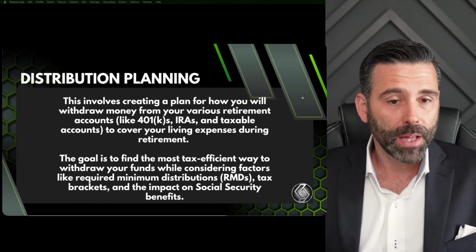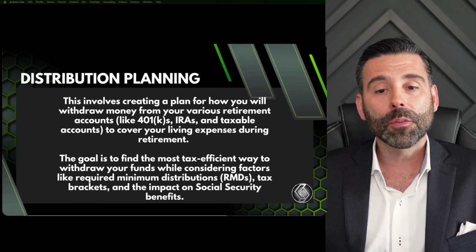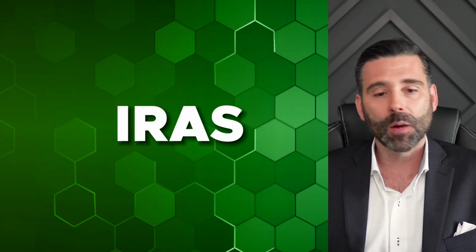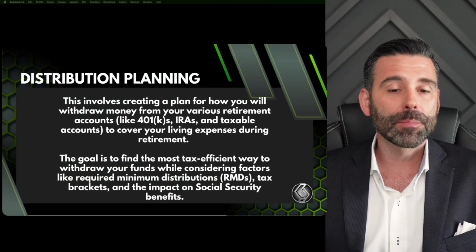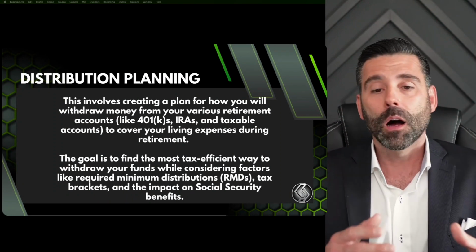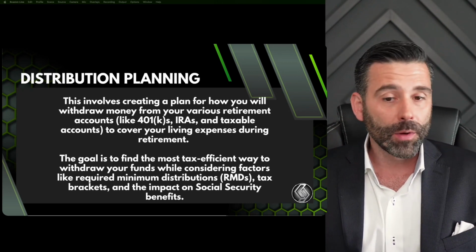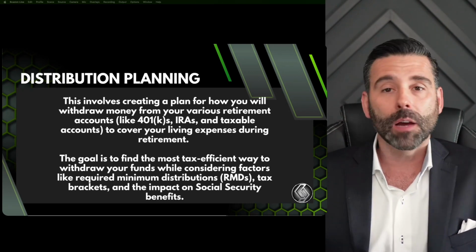Distribution planning involves creating a plan for how you will withdraw money from your various retirement accounts, like 401ks, IRAs, or taxable accounts, to cover your living expenses during retirement. Generally, you're going to have three buckets of accounts: maybe 401ks or IRAs, which are pre-tax accounts, some Roth IRAs, and taxable accounts or your bank account with some cash in it.